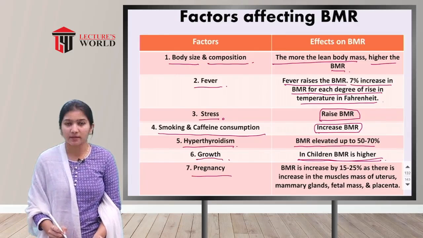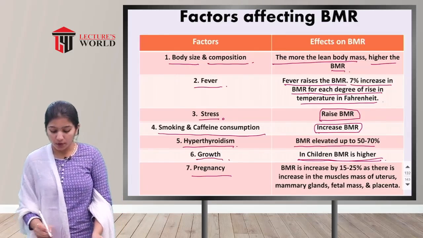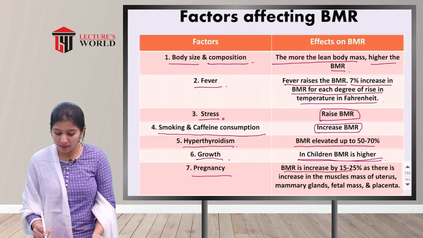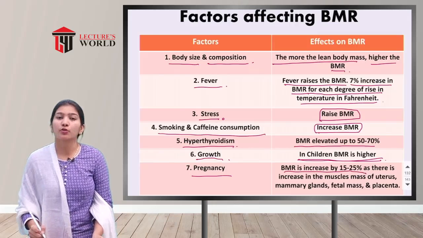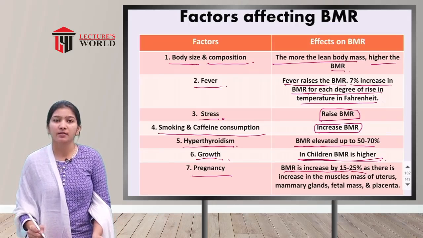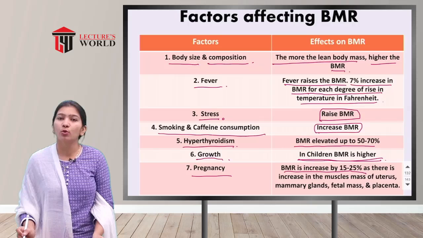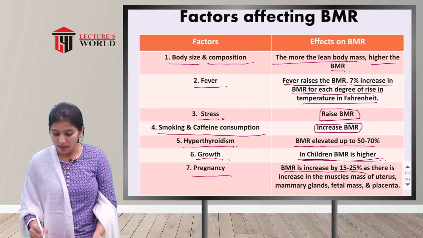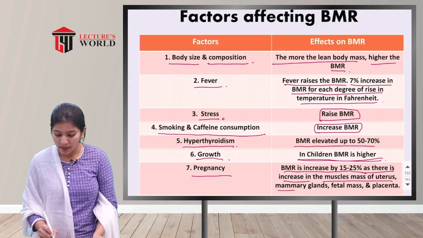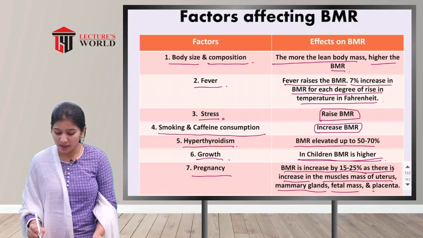Next one is pregnancy. BMR is increased by 15 to 25%. During the period of pregnancy, women have a higher BMR, up to 15 to 25%, as there is an increase in the muscle mass of the uterus, mammary glands, fetal mass and placenta.